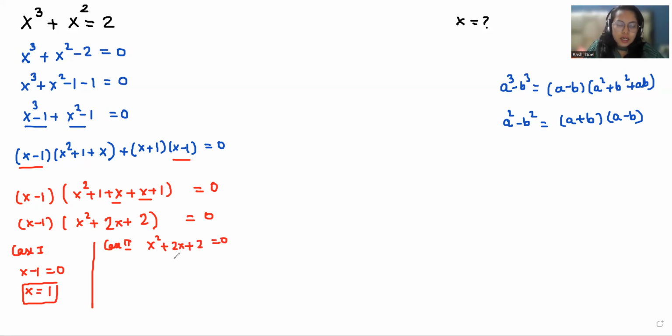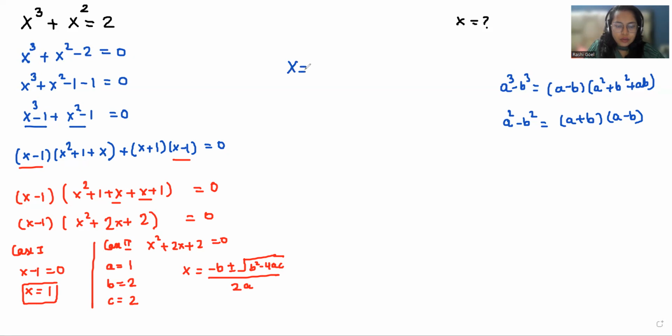So here we can see that it looks like a quadratic equation. So we are going to use the quadratic formula, that is x is equal to minus b plus minus under root b square minus 4ac divided by 2a. So here a is equal to the coefficient of x square, that is 1, b is equal to the coefficient of x, that is 2, and c is the constant term, that is also 2. So now we are going to put the values.